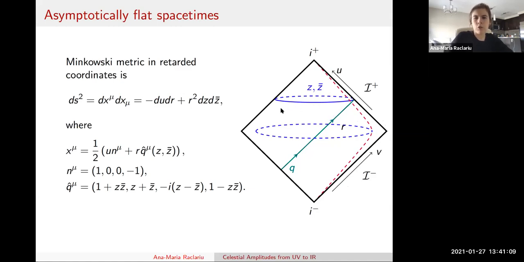So in particular, I should also say that each point inside this diamond, actually each pair of points, represents a two sphere. And the sphere we are going to be most interested in this talk is the celestial sphere at infinity. So this is one of these cross sections here represented in blue. And points on the celestial sphere, again, are labeled by these two coordinates z and z bar.